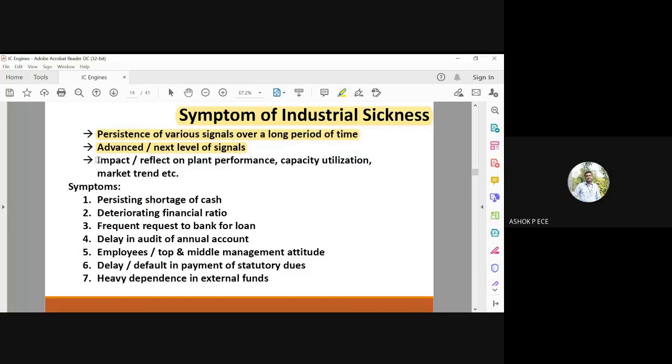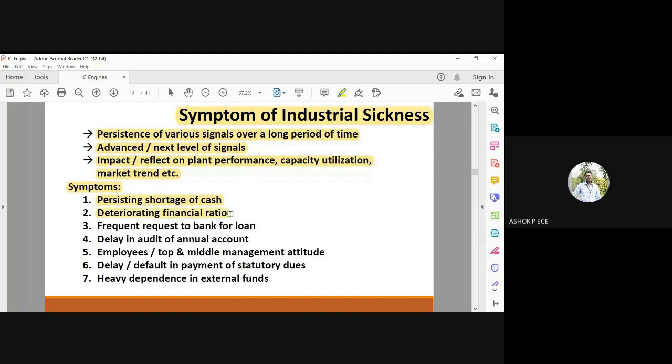It will reflect on the plant performance, capacity utilization, and market trend, etc. Everything will depend on the performance of the company, the performance of individuals in terms of their capacity, and the market trend. So what are the symptoms? Persisting shortage of cash. You don't have cash to rotate. You don't have cash to pay salaries to your employees. You don't have cash to deposit in the bank. You don't have cash to repay all your dues. So that is going to be a very important symptom for industrial sickness.